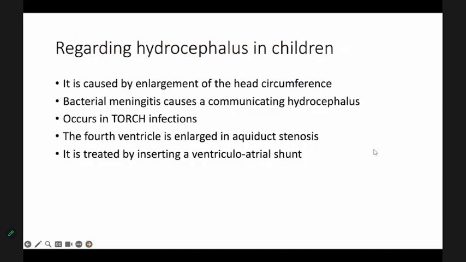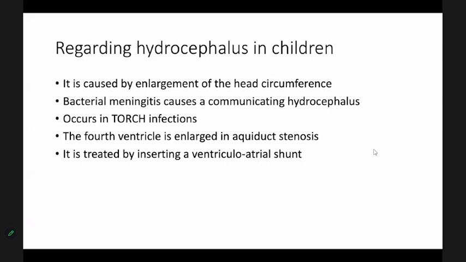Okay, right. Before we move to the next part, a few MCQs. Now I want you to shout out the answers. Regarding hydrocephalus in children, it is caused by enlargement of the head circumference. True or false? It is caused by enlargement of the head circumference. False. That was Sachini. Yes. Why is it false?